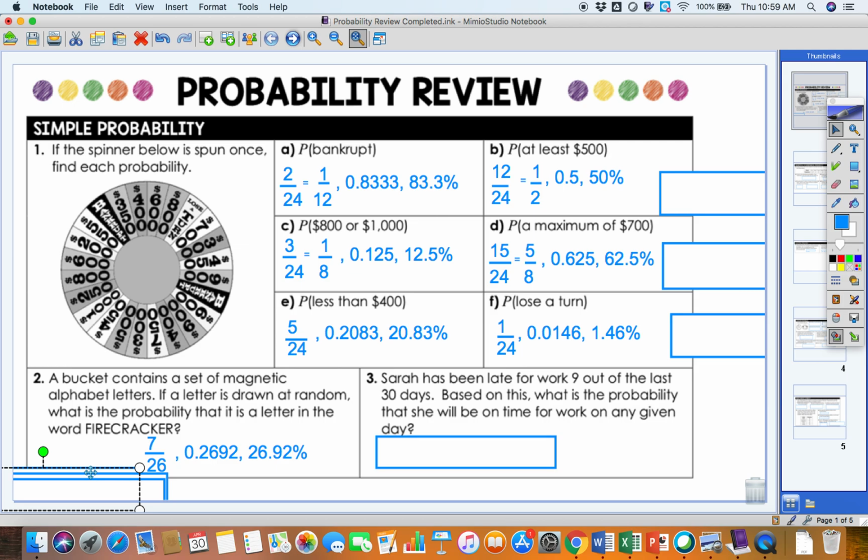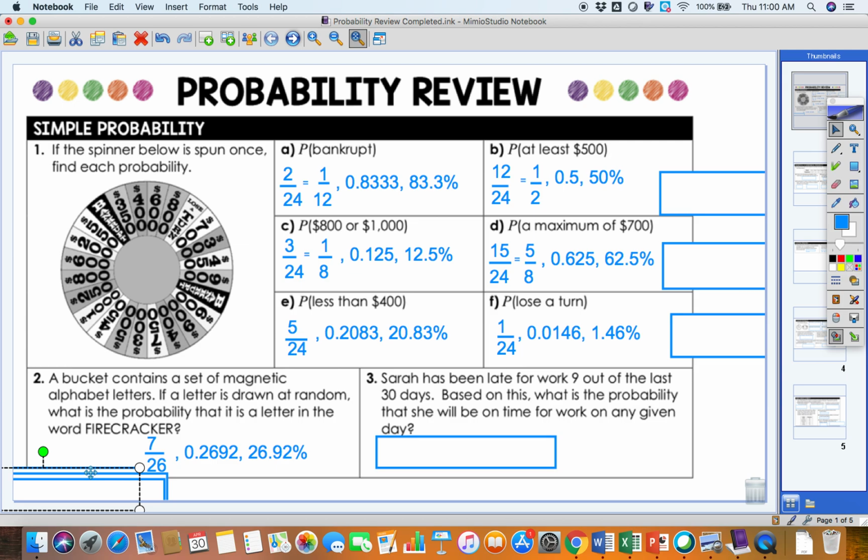On number 3, Sarah has been late for work 9 out of the last 30 days. Based on this probability, what is the probability that she will be on time on any given day? So this is called a complement, remember, guys. And so when you look at probabilities, alternate probabilities should add up to 100. Or excuse me, to the number 1.